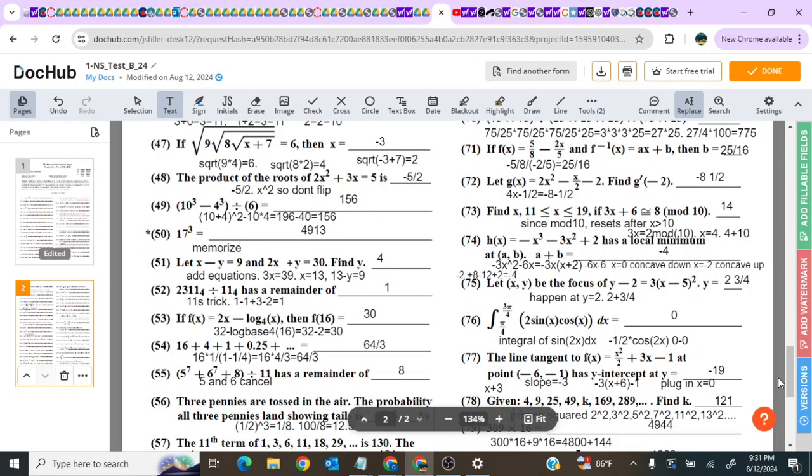So 34, h of x is negative x cubed. Yeah, I can't. My voice is getting tired. I'm not going to be reading all the stuff out. You can see.